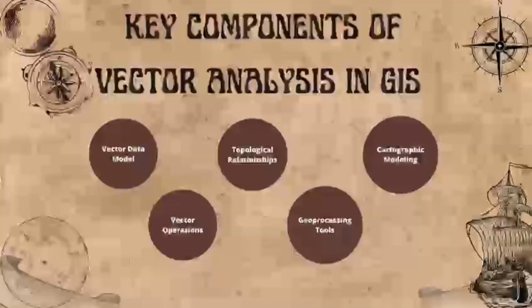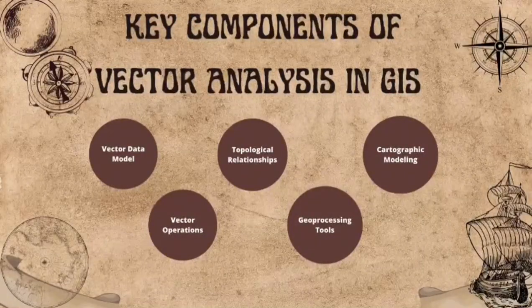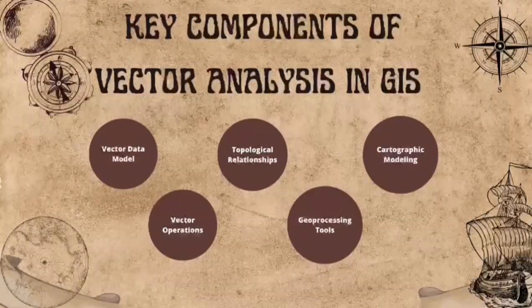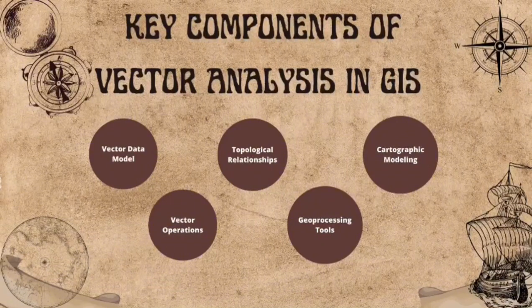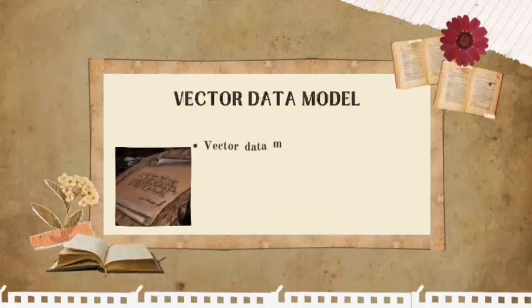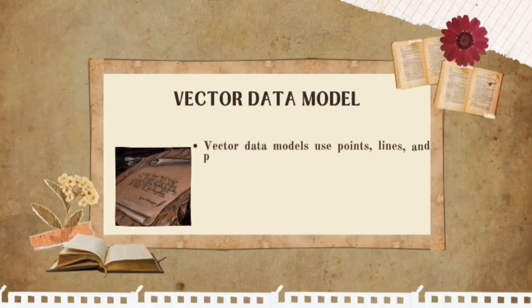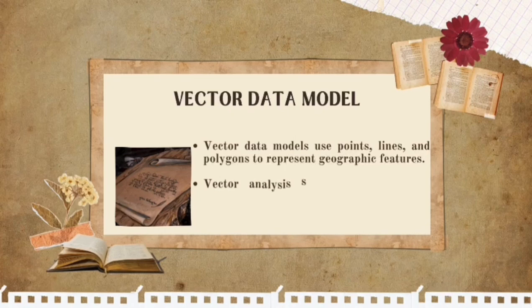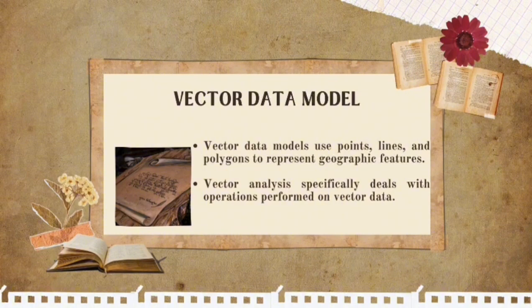The key components of vector analysis are vector data model, vector operations, topological relationships, geoprocessing tools, and cartographic modeling. Vector data model: it uses points, lines, and polygons to represent geographic features. It also specially deals with operations performed on vector data.